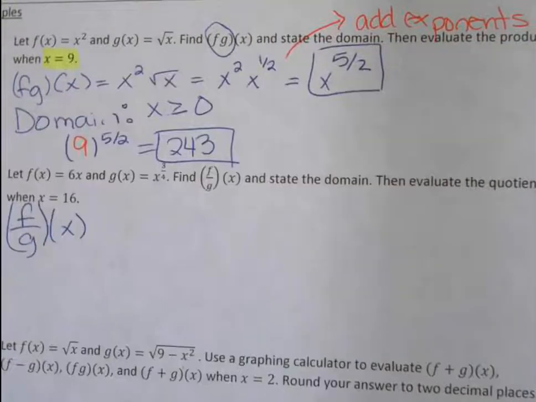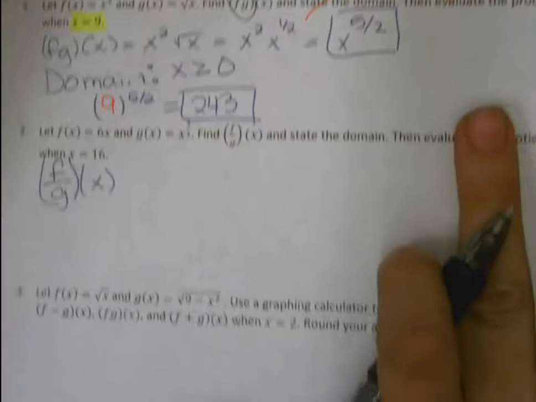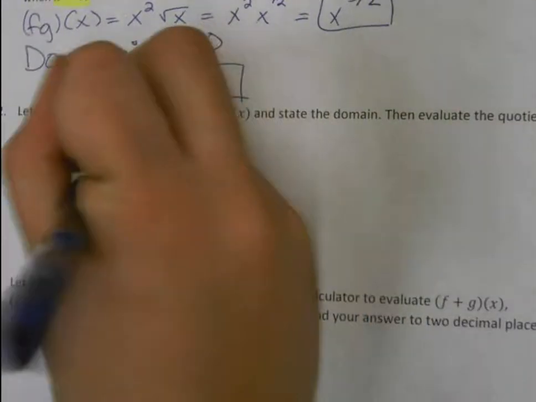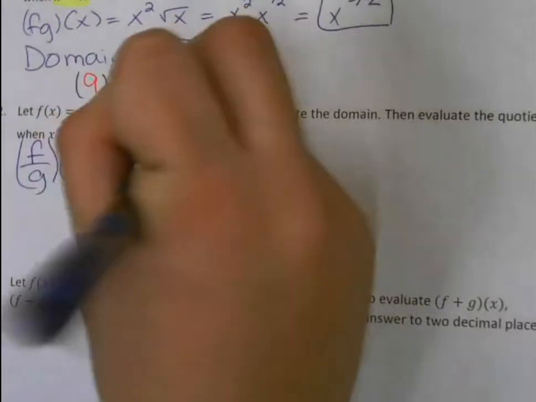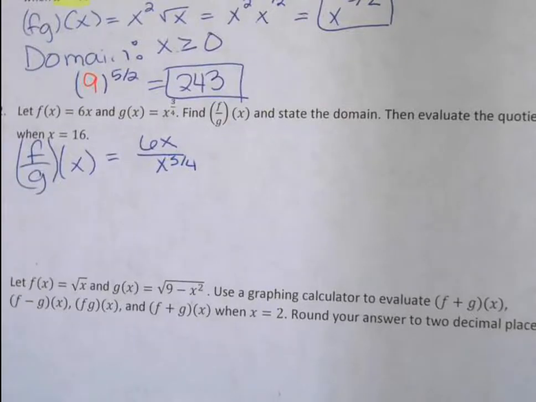So number 2, I'm actually dividing, because it has f of g in the parentheses, or f divided by g. So then I'm going to write f of x on top, which is 6 over x, and then x to the 3/4 on the bottom. I just divided the two equations. Oh, okay, so it's dividing.